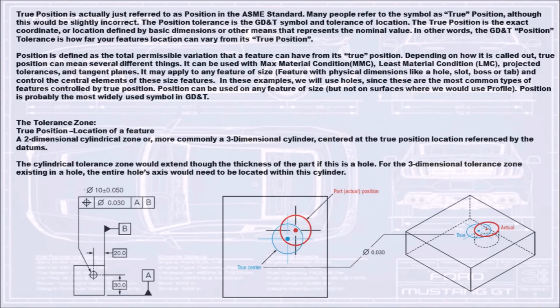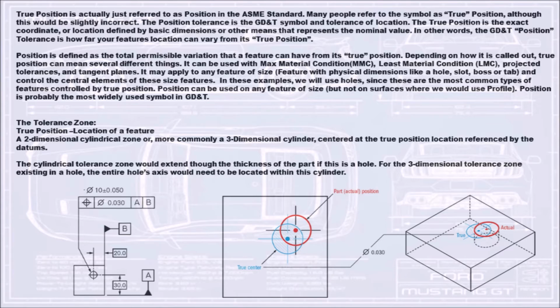True position is actually just referred to as position in the ASME standard. Many people refer to the symbol as true position, although this would be slightly incorrect. The position tolerance is the GD&T symbol and tolerance of location. The true position is the exact coordinate, or location, defined by basic dimensions or other means that represents the nominal value. In other words, the GD&T position tolerance is how far your feature's location can vary from its true position. Position is defined as the total permissible variation that a feature can have from its true position.